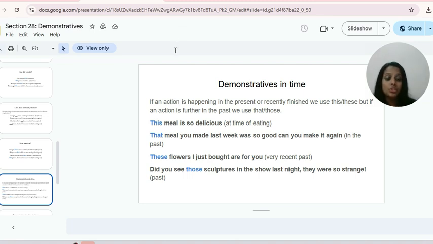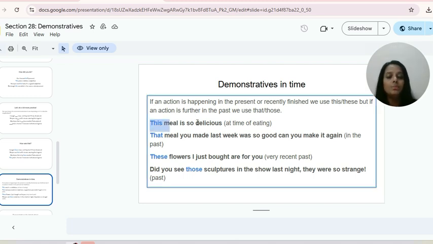And there are some demonstratives in time. If an action is happening in the present or recently finished, we use this or these. But if an action is further in the past, we use that and those. Say, for example, this meal is so delicious. You are saying it at the time of eating, right? It is happening in the present, so we are saying this. That meal you made last week was so good, you can make it again. Because it's in the past, we are using the demonstrative that.